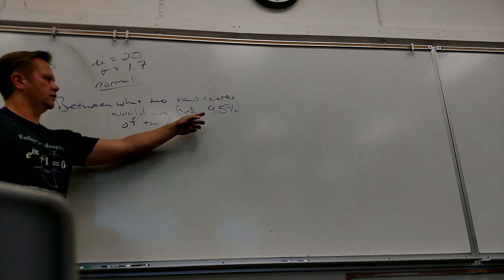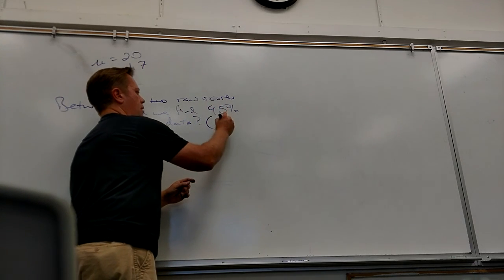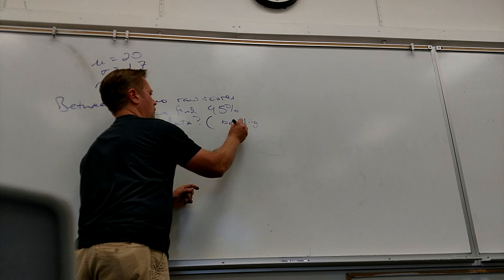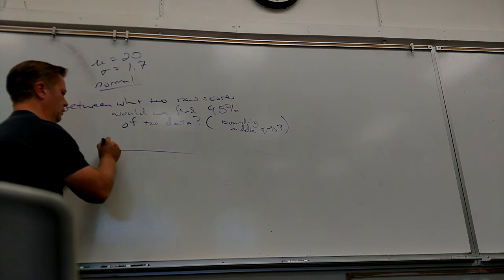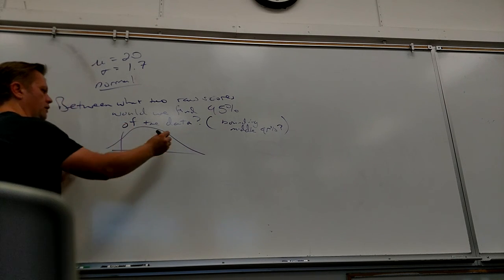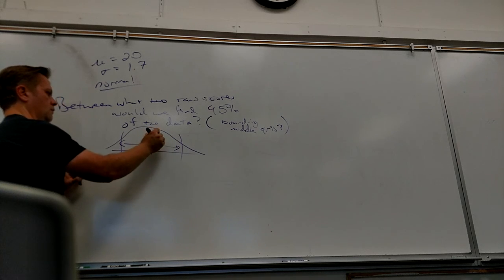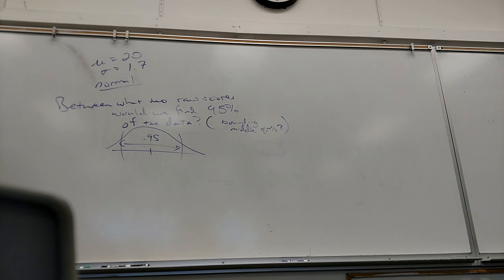Between what two raw scores will we find 95% of the data, or more specifically, bounding the middle 95%? If I say it that way, it's a little bit clearer how to draw this. So the chunk in the middle is 95% of the data. So how much data am I leaving off? 5% total, right? How much on just that one side? 2.5%.